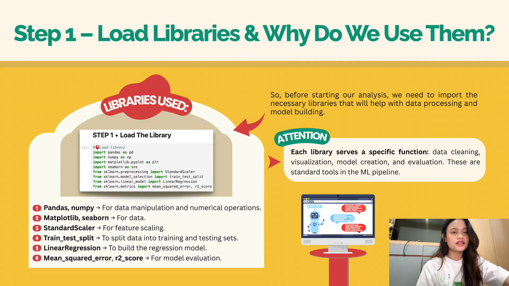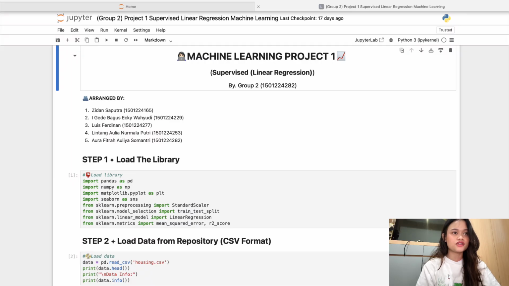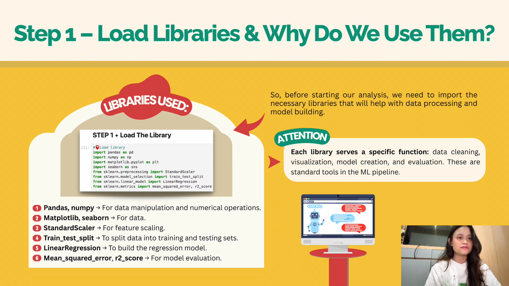In step 1, load libraries and why do we use them? Now let's move on to the technical aspect of our project. We will explain the step-by-step process of implementing linear regression for house price prediction. We start by loading the necessary libraries for data processing and model building. We use libraries like Pandas and NumPy for data manipulation and numerical operations, while Matplotlib and Seaborn help us with data visualization. For feature scaling, we rely on StandardScaler. To split the dataset into training and testing sets, we use train_test_split. Finally, LinearRegression is used to build our model, and mean squared error and R-squared help evaluate its performance.